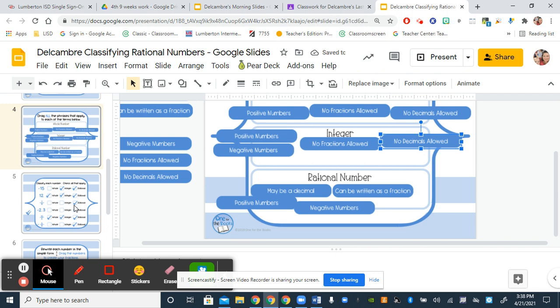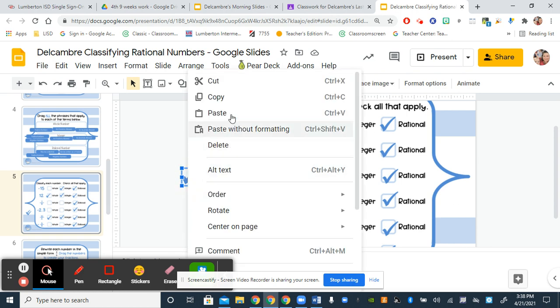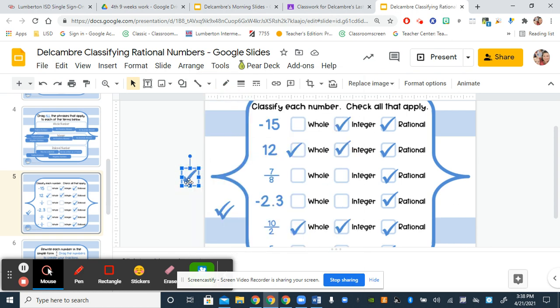So looking at slide number 5, here I have checks. If you run out of checks, all you have to do is click on it, right click, copy, paste, and it will make you a new one. Or if you want another shortcut, click on it until you see the boxes around it. Control C, Control V, and then you can do Control V and make a numerous amount of checks.